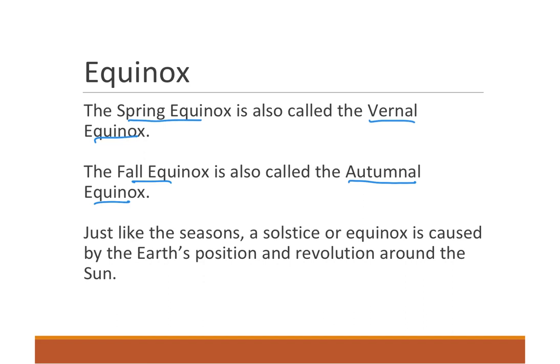It's also called the vernal equinox, and the fall equinox is called the autumnal, like autumn, equinox. So just like the seasons, a solstice or an equinox is caused by the Earth's position, its tilt, and its revolution or orbit around the sun. Those two things work together to cause these phenomena that happen every single year.